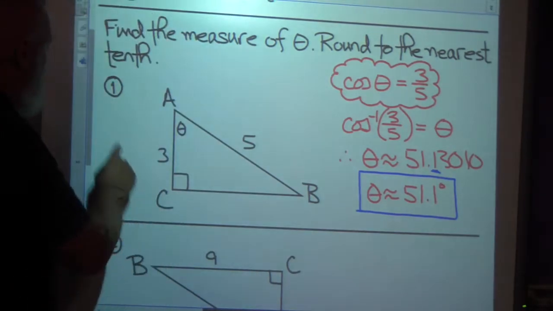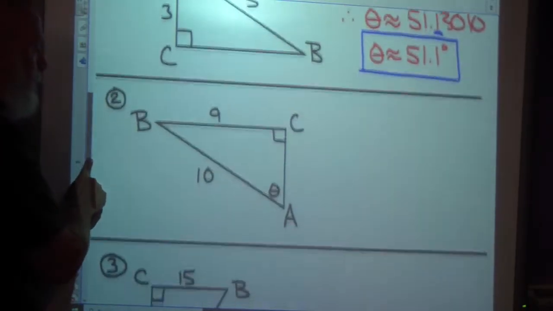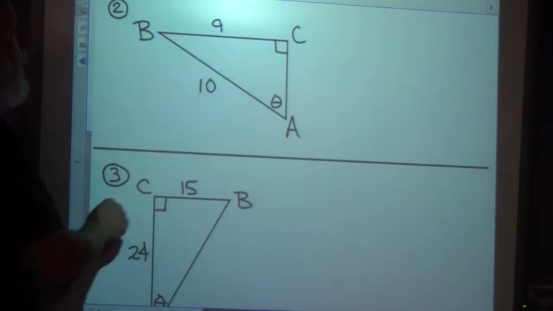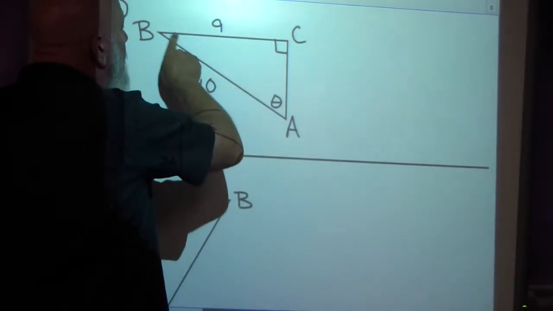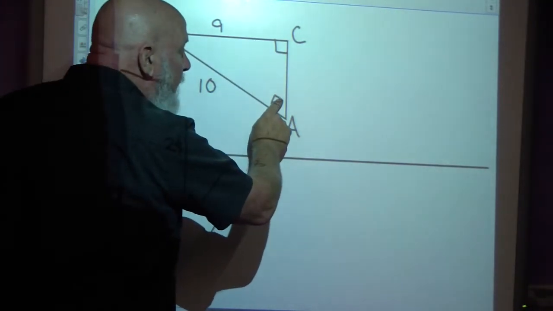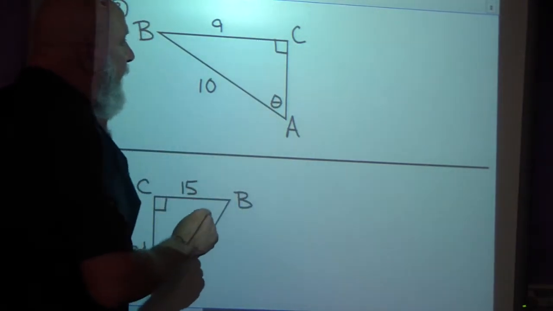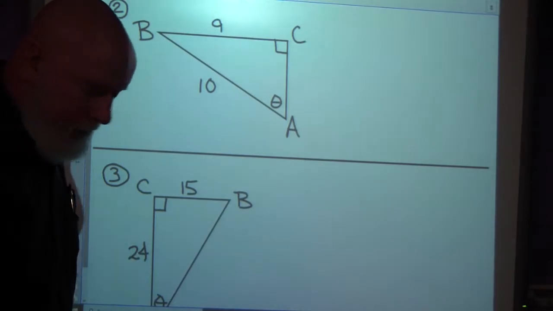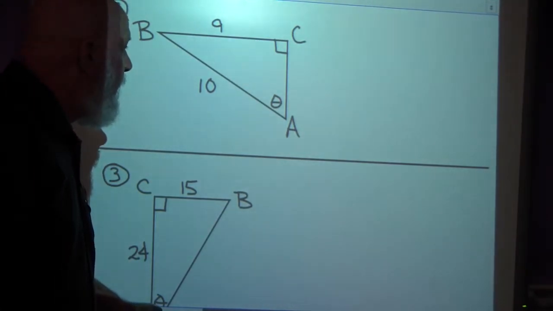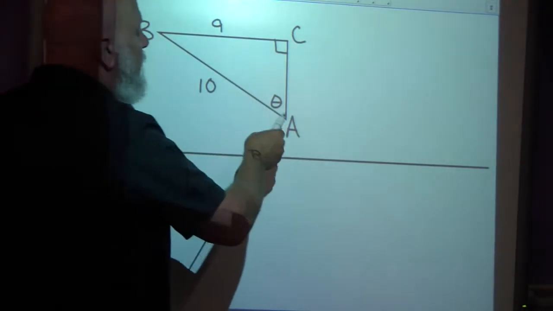Let's take a look at the next example. I've got another right triangle. I'm asked to find the measure of angle theta. So B, C, A don't come into play. I'm just looking for theta because that's what it asked me to do in my instructions. And so I'm looking up here and I'm analyzing this a little bit.